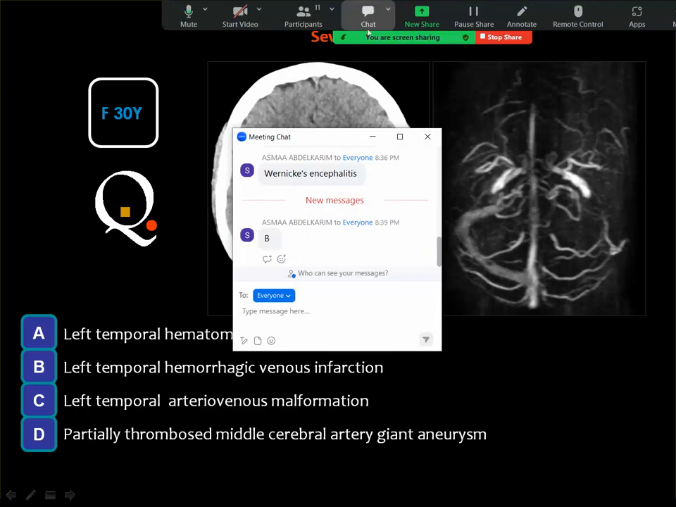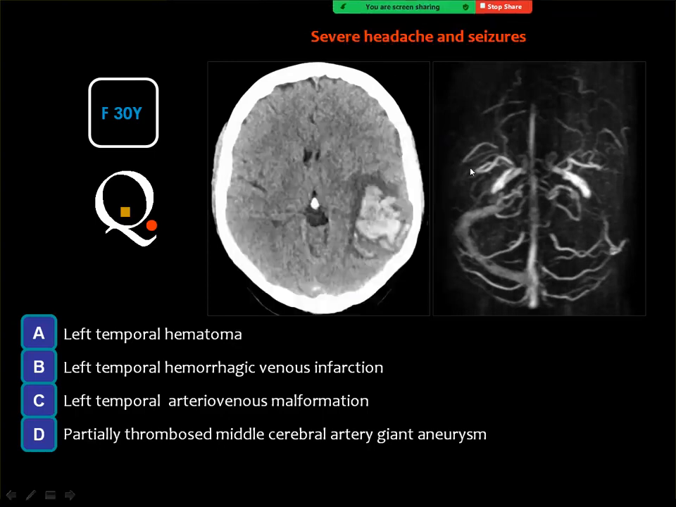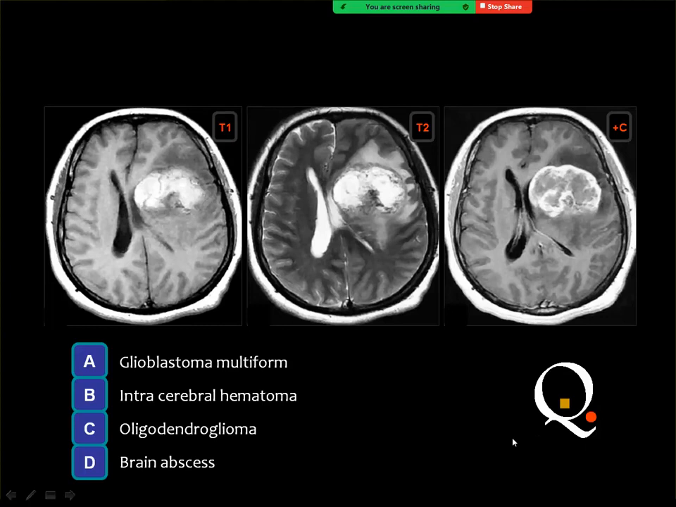Yes, number B. Yes, the answer is right, and this is a left temporal hemorrhagic infarction, venous infarction. And the MR venogram showed absence of flow in the transverse and the sigmoid sinuses on the left side, and this is the consequence of venous thrombosis in the form of hemorrhagic infarction ipsilateral to the venous abnormality.